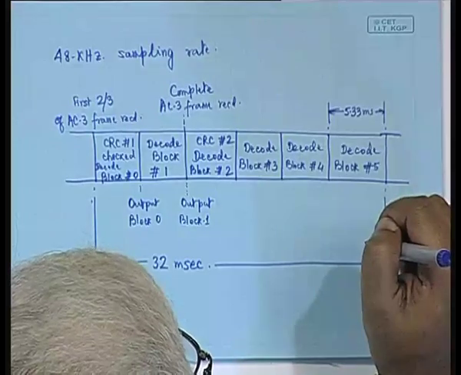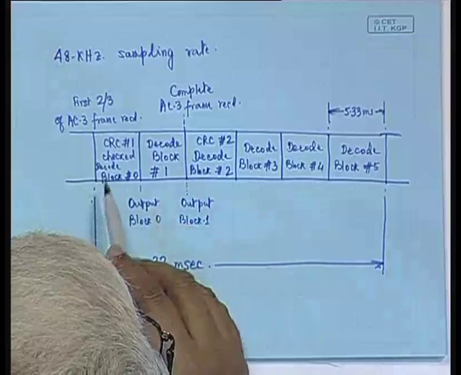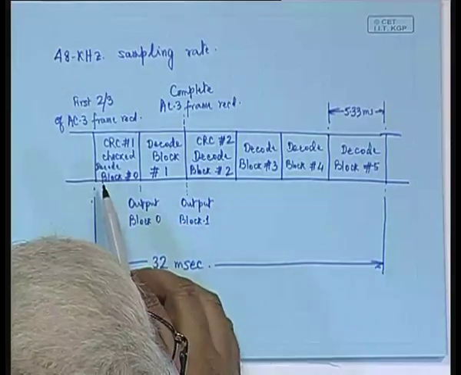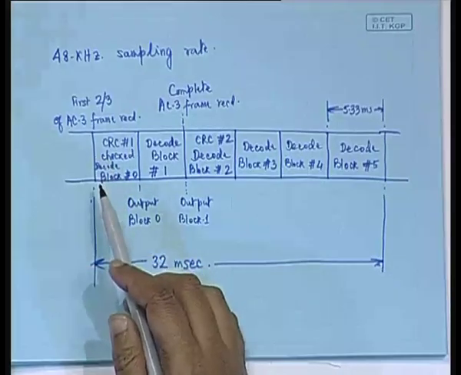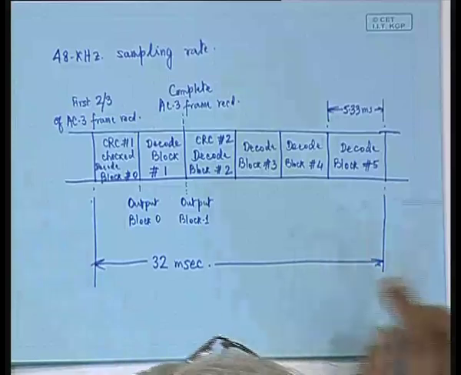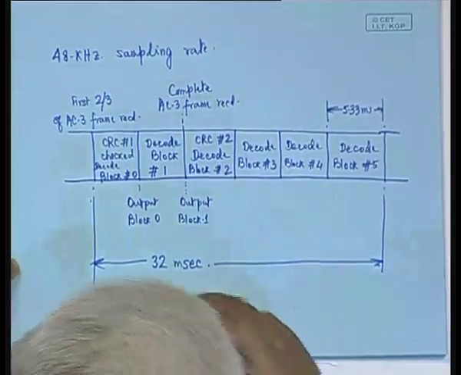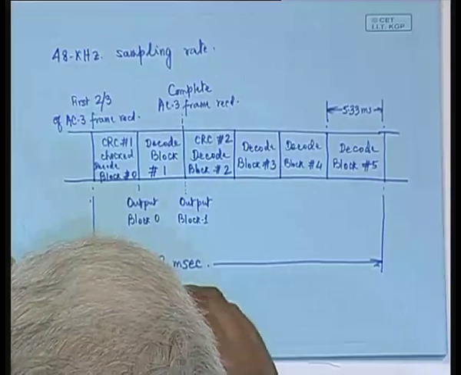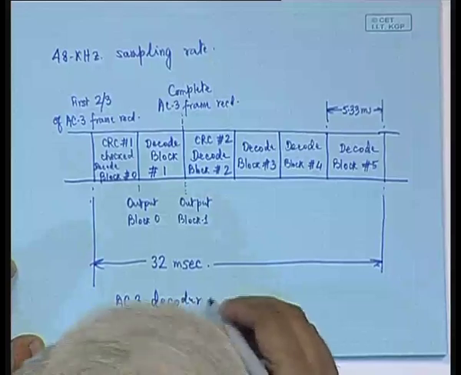And here it is up to the 2/3. If you receive that, then the rest of the decoding can commence. So, this is the AC3 decoder synchronization timing.